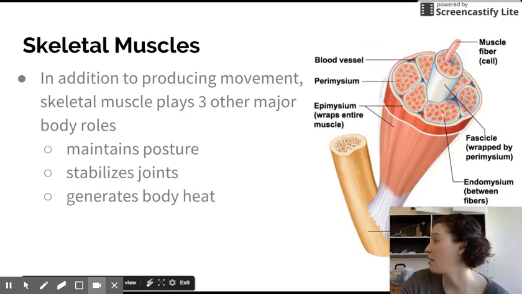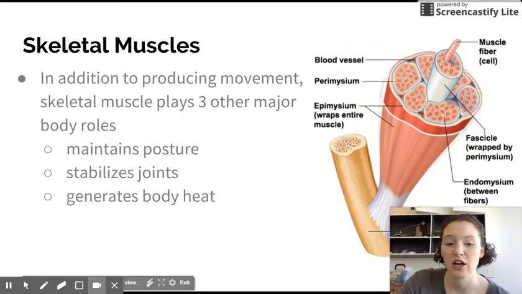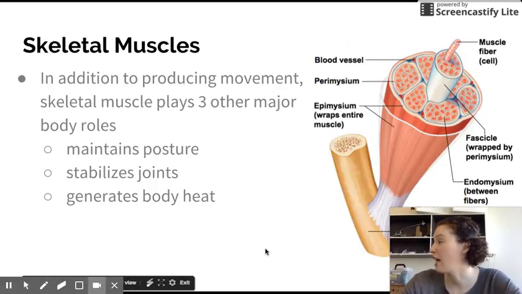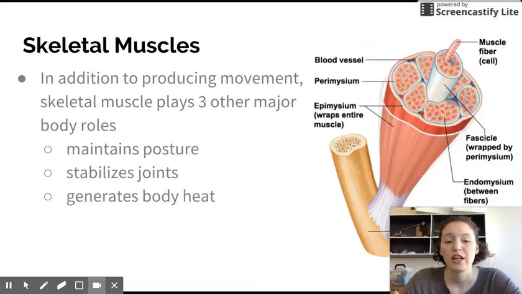They also generate body heat. So this is a byproduct of muscle activity. As ATP is broken down for muscles, nearly 3/4 of the energy is actually lost as heat. And this provides a lot of our heat for our body, which is a big deal. We need to have body heat in order to survive.